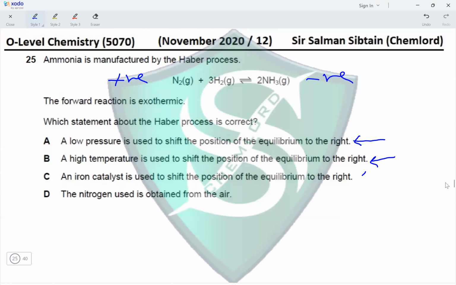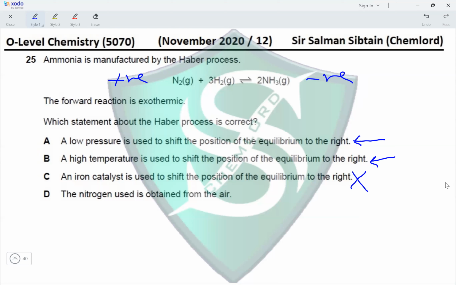Next, an iron catalyst is used to shift the position of the equilibrium to the right. Catalysts have no effect on the position of the equilibrium. Catalysts only speed up the rate of reaction by providing an alternate pathway, one having a lower requirement of activation energy. So statement C is totally wrong.